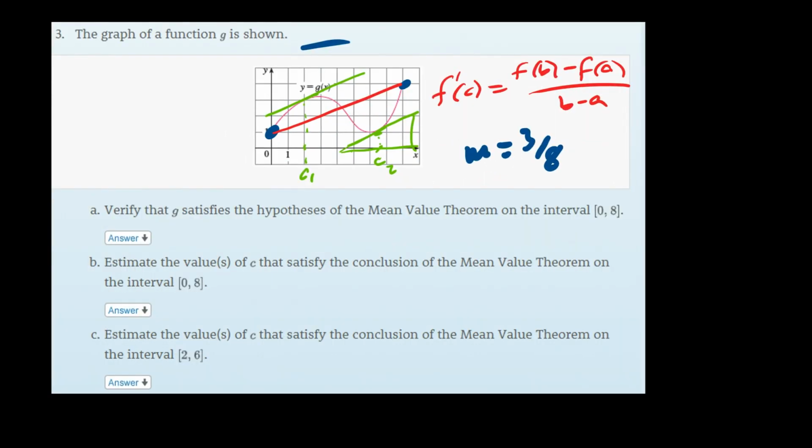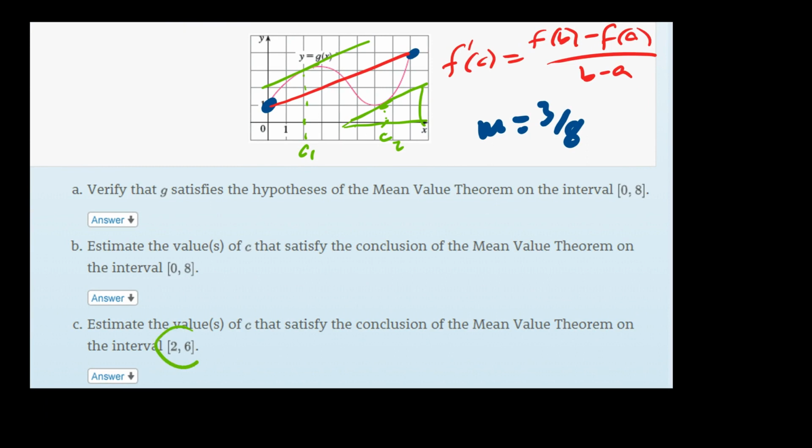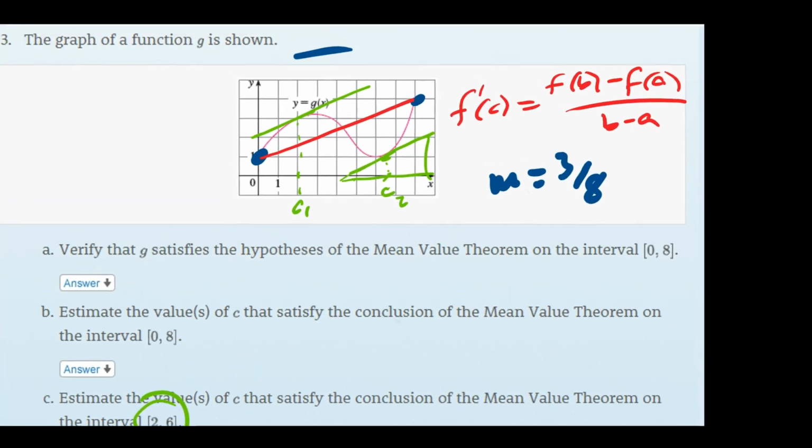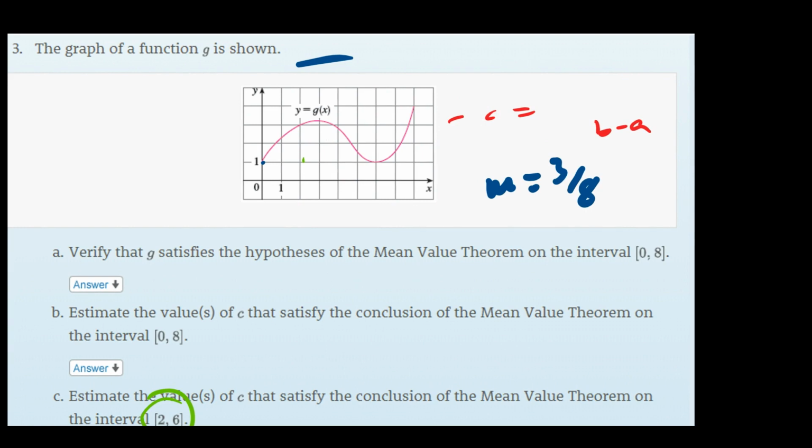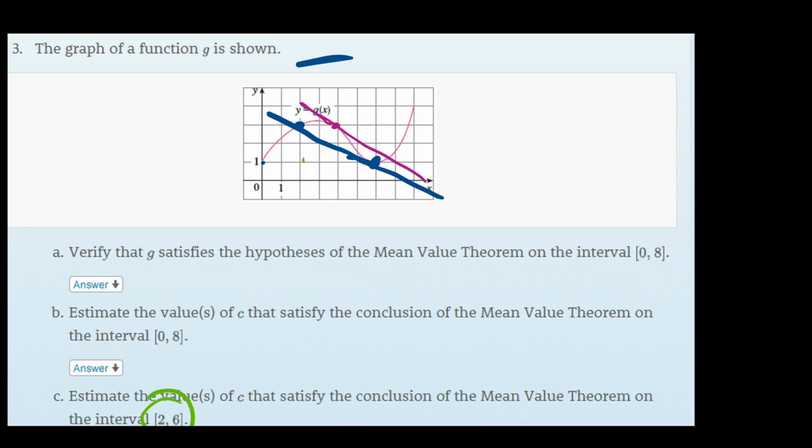Now if you look at the third part, it says estimate the value, and it changes the interval to 2, 6. So 2, 6 would be a little different slope here. Let's see. So at 2, 2, 6, 8, right here, now we're looking at a line like that. And so the C value will be maybe somewhere like this instead. So this is your C. Well, I can't draw a straight line down. This is C down there.